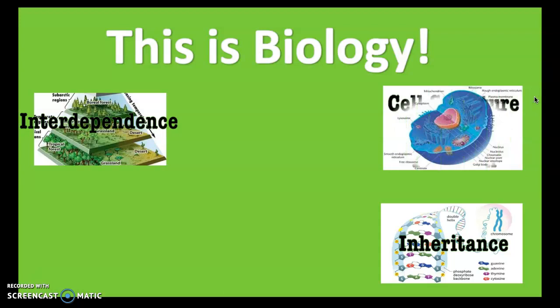Then we will move on to cell structure and function. Every living thing in this world consists of at least one living cell. Those that consist of one living cell are called unicellular organisms. Those like you and I that consist of many cells doing different functions are called multicellular organisms.